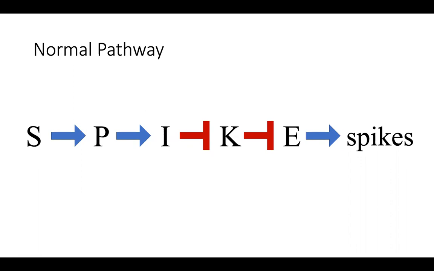The normal pathway starts with S, which activates P, which activates I, which inhibits K, which would inhibit E if it were not inhibited by I, so E is not inhibited and it activates spike formation.